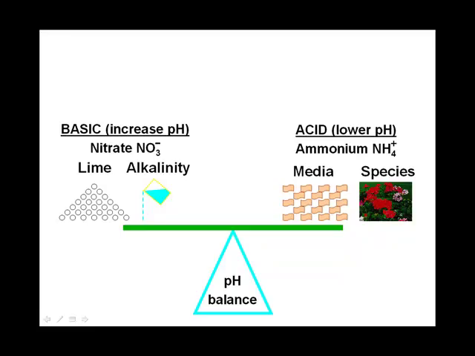Now in this series we're going to cover a lot of different details about plant nutrition, but I guess probably at this stage the important thing is to have an overview and to recognize that there are several factors that tend to raise pH, are basic, such as nitrate nitrogen, lime, and alkalinity in the water, and there are certain acidic factors that will tend to drop pH, such as ammonium nitrogen, media components such as peat and bark, and certain plant species such as geraniums.